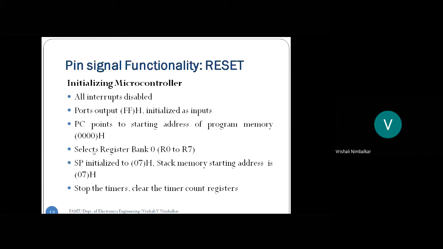Next, the register bank selected is bank 0. We saw this in flag register. By default, bank 0 is selected. It means those registers are used, R0 to R7 of bank 0. Stack pointer is loaded with 7 hex. So that is from where the stack memory begins. So when we reset microcontroller, 7 hex gets loaded in stack pointer register.